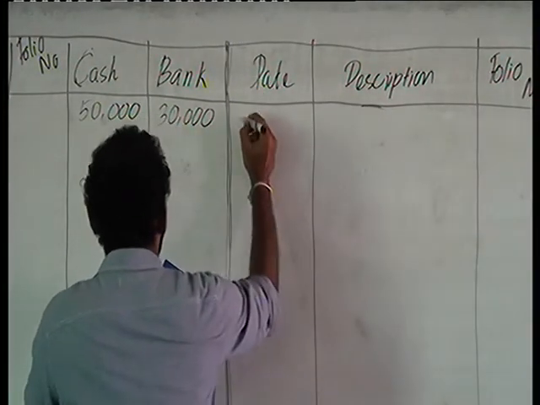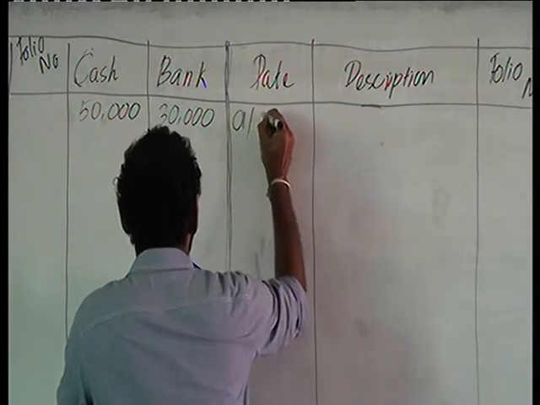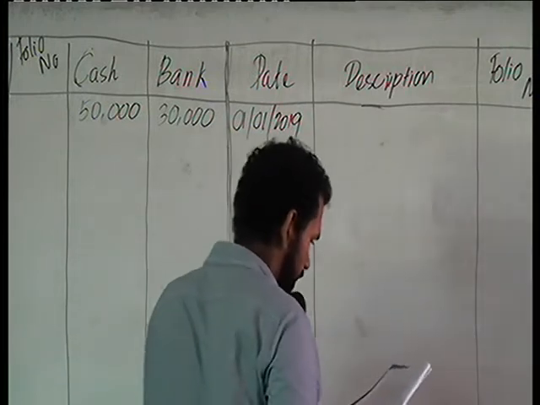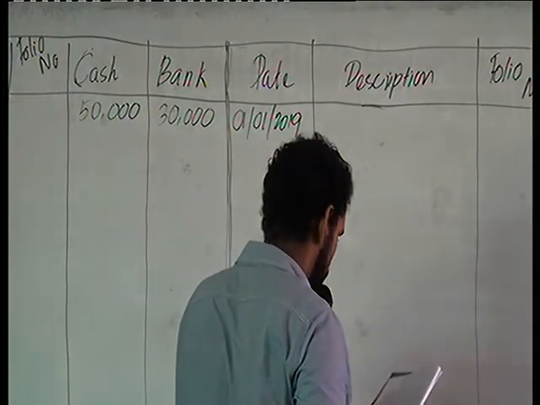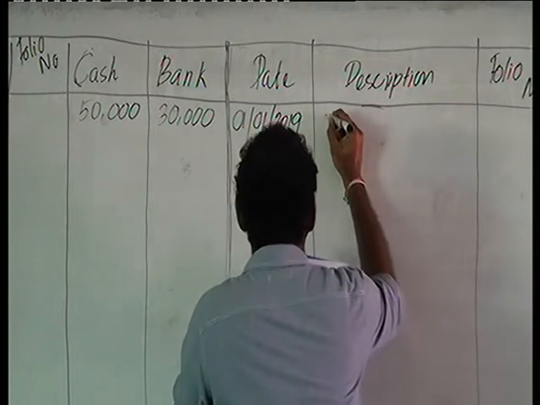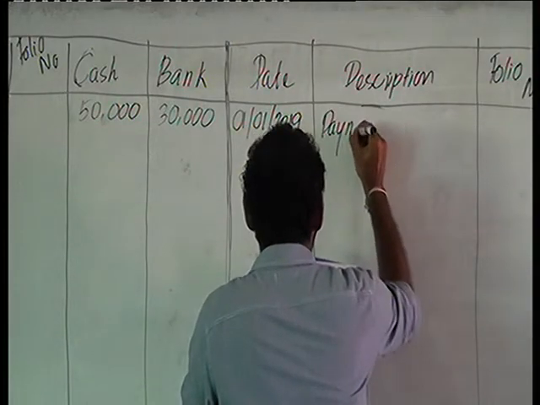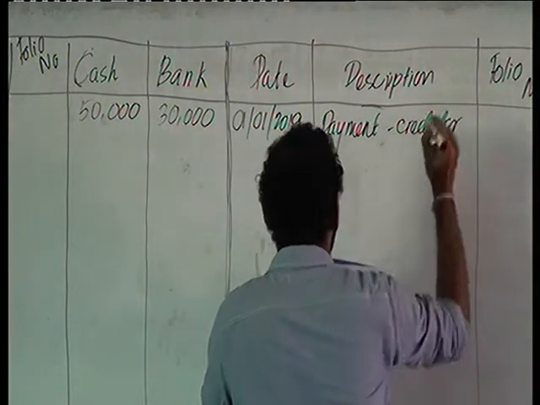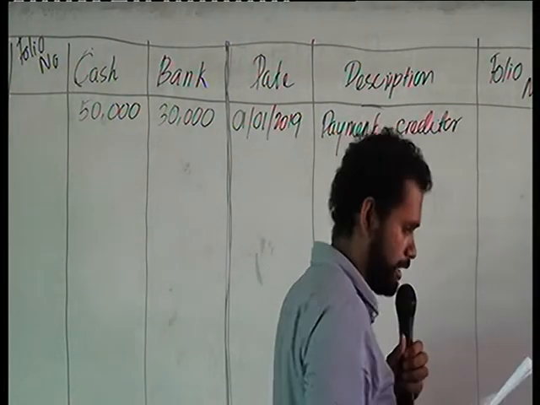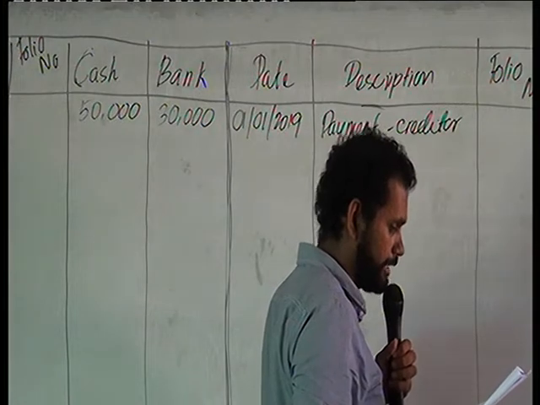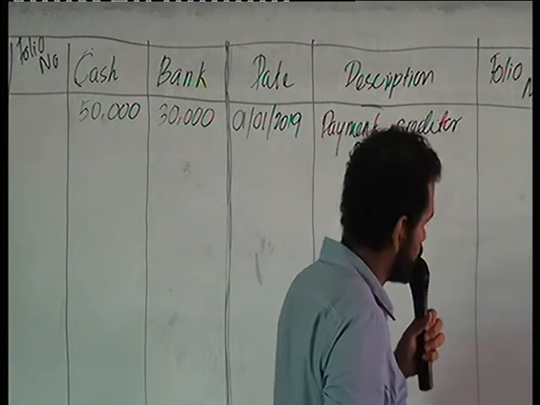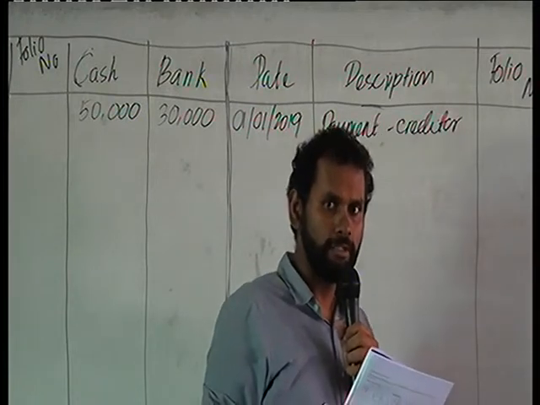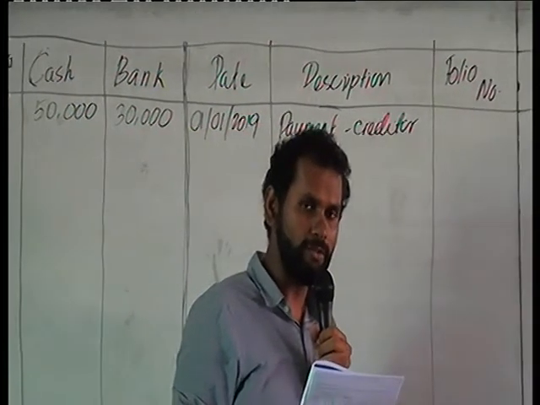On 1st January 2019, description is payment to a creditor. Payment to a creditor, 10,000. So this 10,000, should it be accounted in the cash account or the bank account?